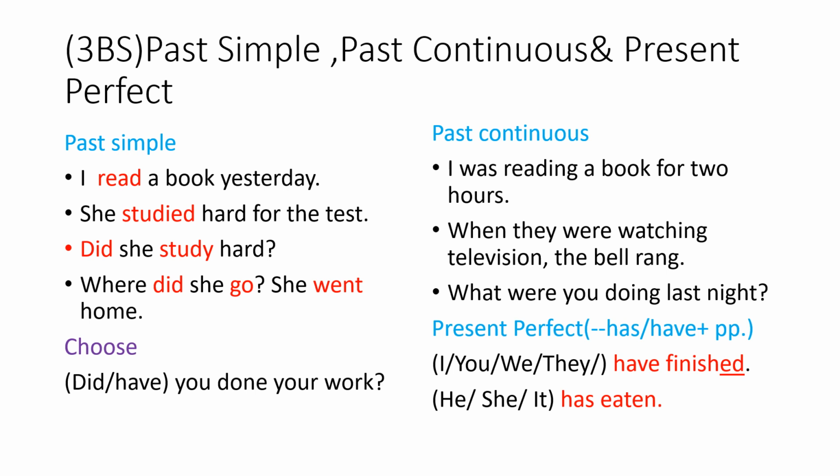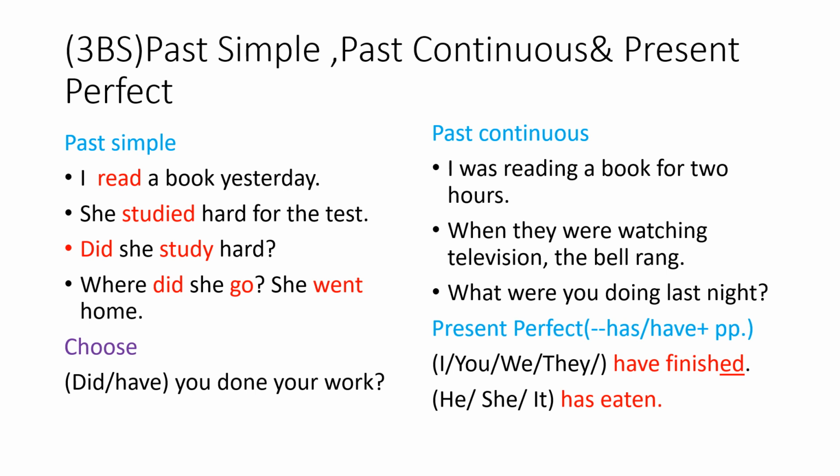So when you have did or didn't, we use the main verb. She didn't go. Where did she go? Example here: she went home. Where did she go? When did she go? And so on. We come to choose at the end of the video.